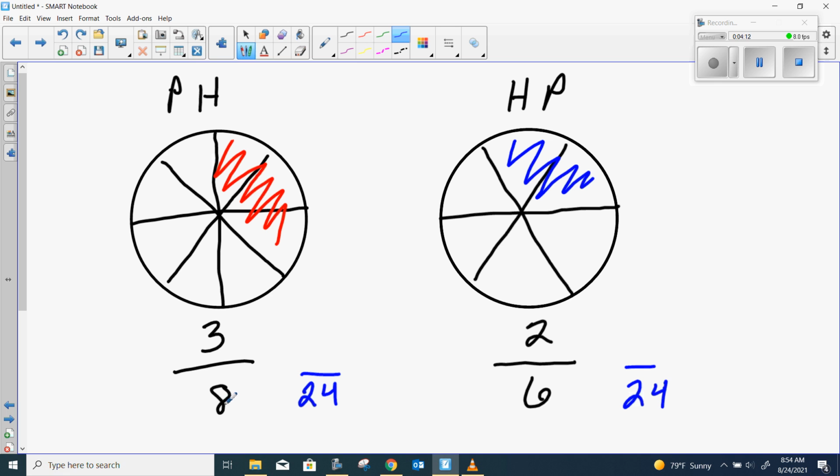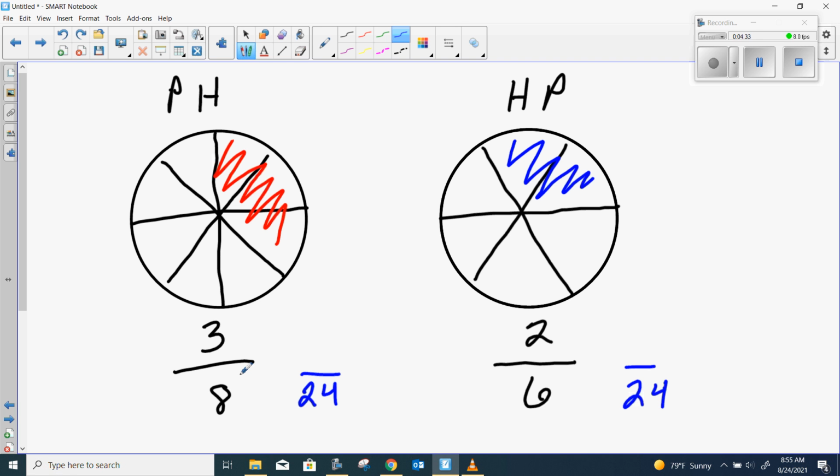Okay, because 8 times 3 is 24, which makes 24 a multiple of 8. 6 times 4 is 24, which makes 24 a multiple of 6. I got that backwards, but sorry about that. We're going to go on. Anybody will tell you that what we do to the bottom, we will also do to the top.